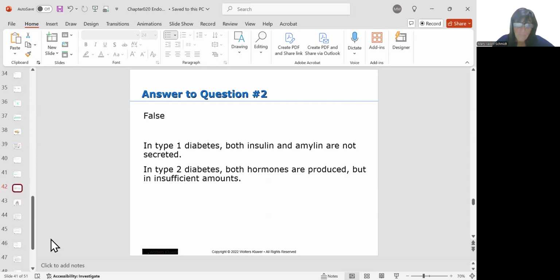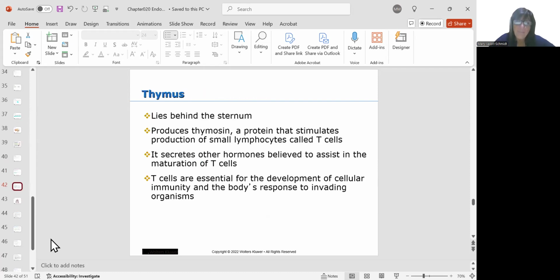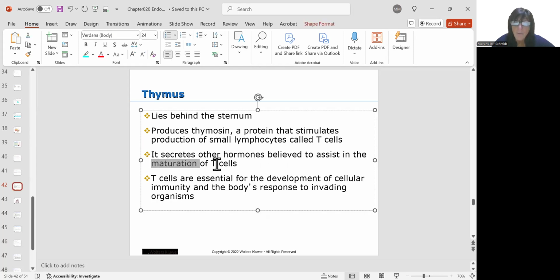Okay? The thymus. The way I remember the thymus gland, T cells are trained in the thymus. Okay? So it assists in the maturation of T cells. When you're a child, the thymus is big. As you mature into an adult, the thymus will actually decrease in size. T cells are a type of white blood cell that we have.